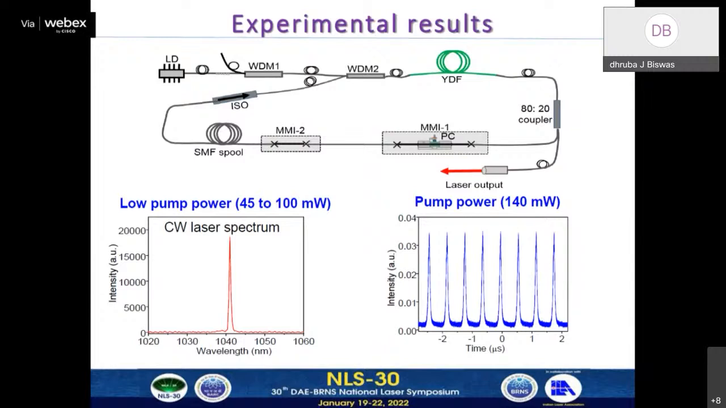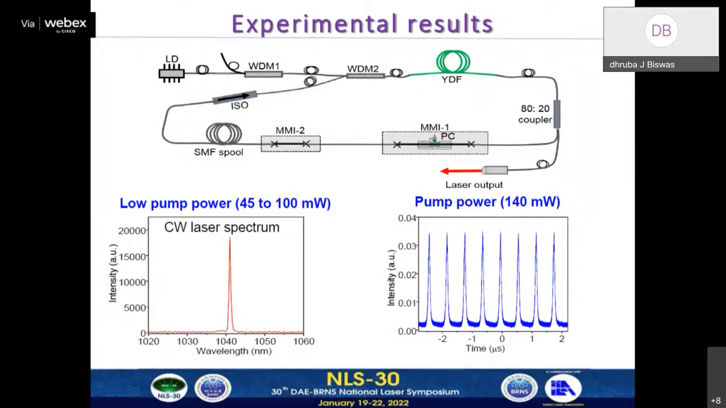Here I have shown the laser setup. This is the gain fiber. It is pumped through a laser diode. And we have used two MMI structures, MMI 1 and MMI 2. MMI 1 is acting as a band pass filter. Here I have put a polarization controller, which tunes the center wavelength of the band pass filter, and this is MMI 2, which acts as a saturable absorber.